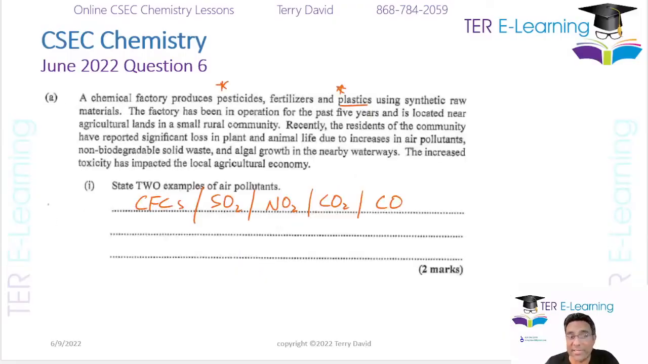Now, if you go back to the question, your answer has to be related to what's here. You're producing pesticides, fertilizers, and plastics, using synthetic raw materials. They make sure to use the word synthetic here to guide you. If you read the question carefully, you realize the residents of the community are reporting significant loss in plant and animal life due to air pollutants, non-biodegradable solid waste, and algal growth in nearby waterways. So we have an idea as to what happened there.